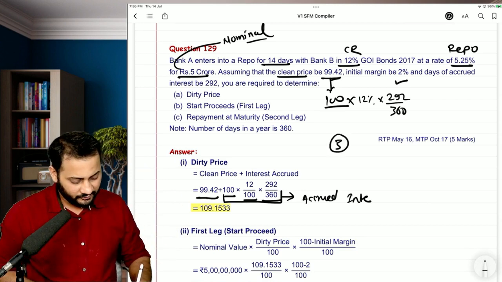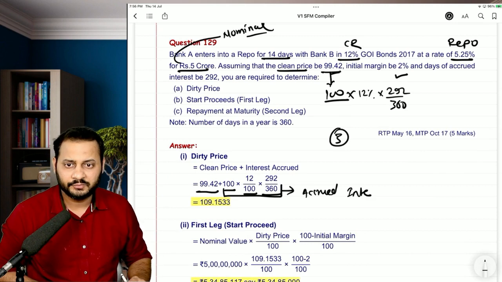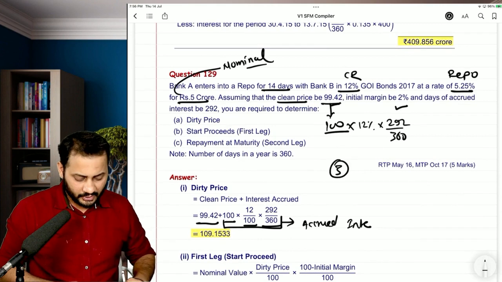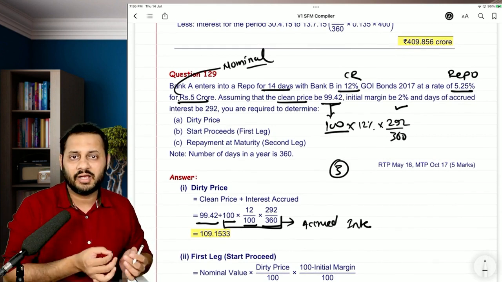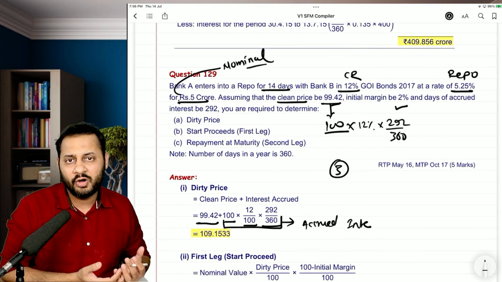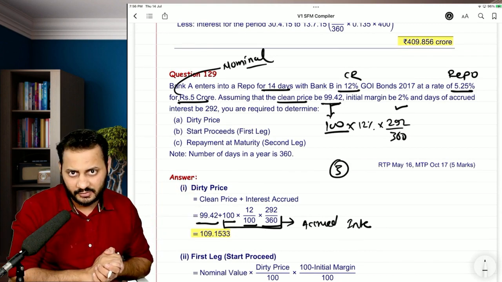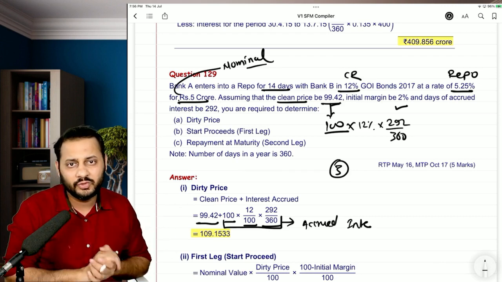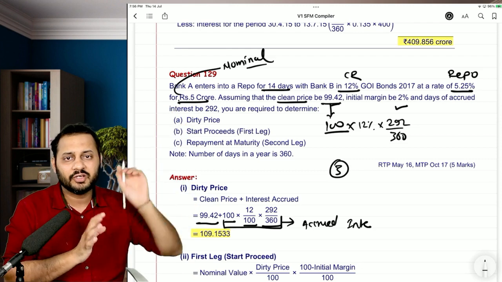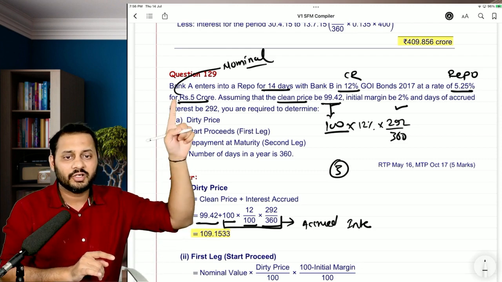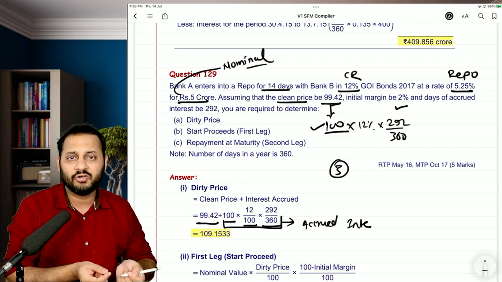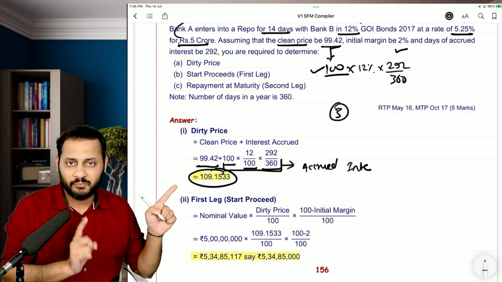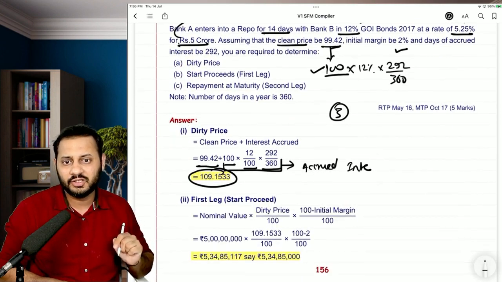This 5 crore is the face value, you can say nominal amount. Now, how much amount we will receive from the other bank? It's very simple, sir. Convert your bond into a market value. What is the market value of the bond that you are selling to the other bank? Out of that, 2% will be kept aside and the balance will be given to you as funds. So first of all, is 5 crore a market value? No, sir. 5 crore divided by 100 will give you the number of bonds, multiplied by 109.1533 will give you market value, and less 2% margin will give you the first leg.